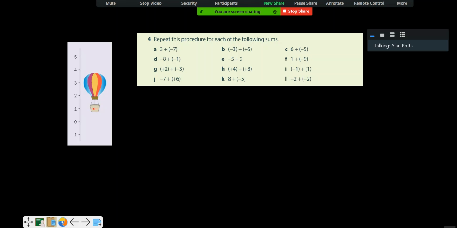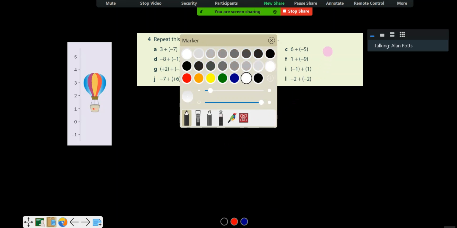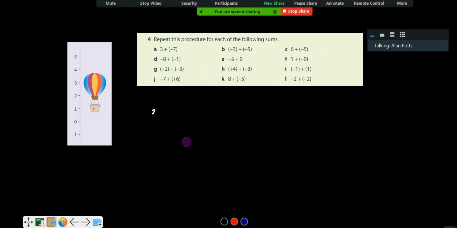Okay, guys, so what we need to do when we add a positive number to a negative number or subtract or anything like that, we have to think about it a little bit more. Can I just ask before we go through, what do you think? So 3 add a negative 7. What do you think the answer would be?